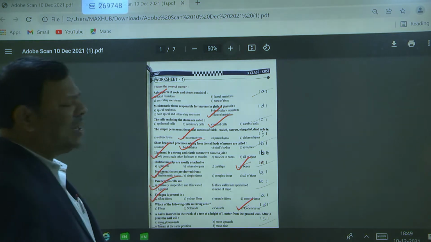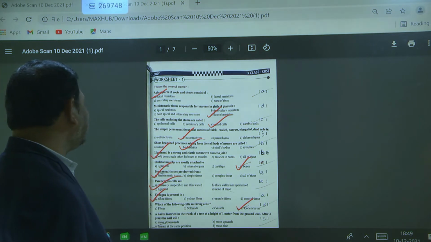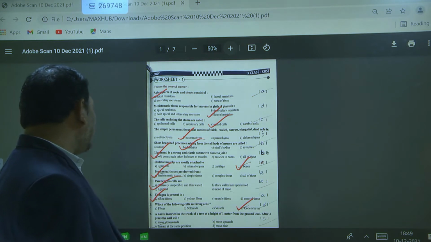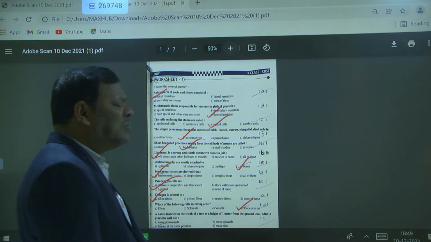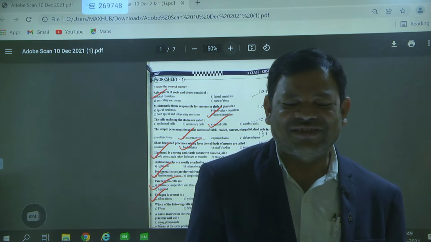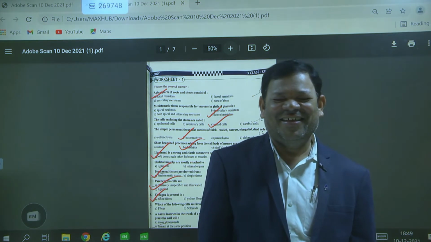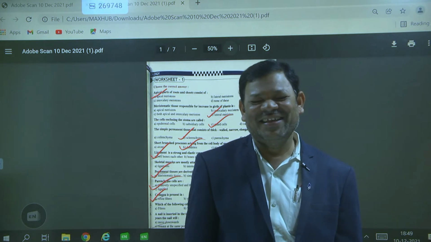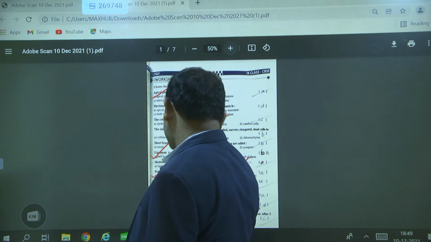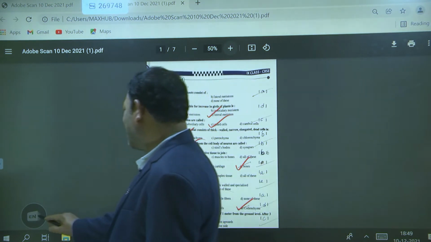Very important question. Listen carefully. A nail is inserted in the trunk of a tree at a height of 1 meter from the ground level. After 3 years, the nail will: move downward, move upward, remain at the same position, move sideways. What is the answer? Upward, sir. No, it remains in the same position. How can it move? The plant will grow, but the nail stays in the same position. Yes, sir.